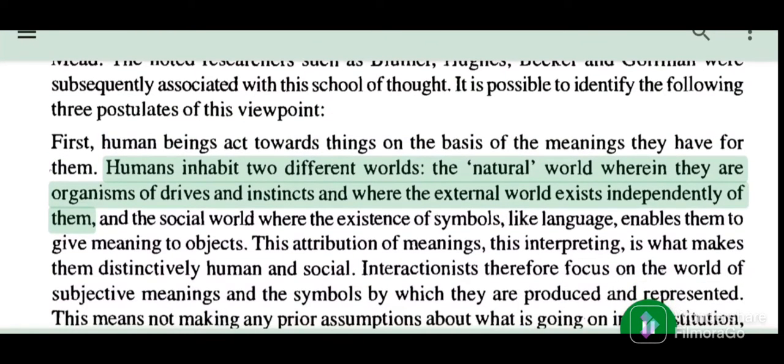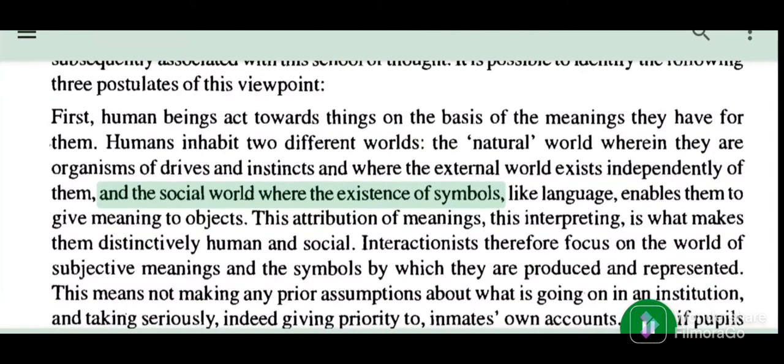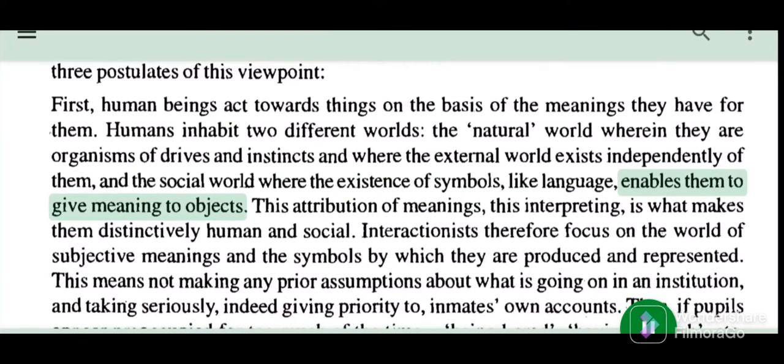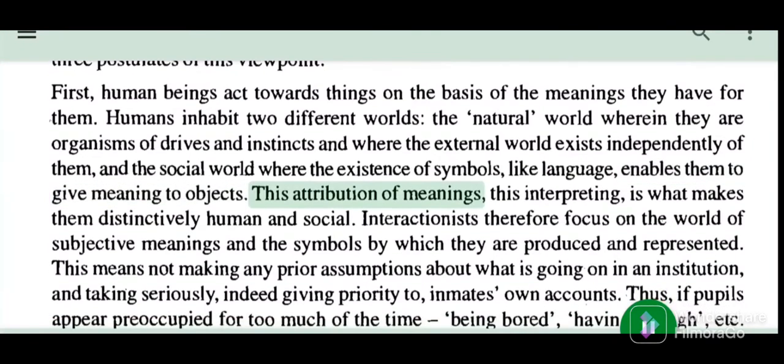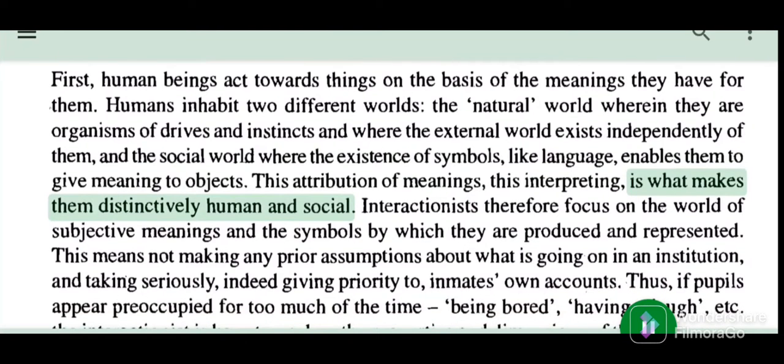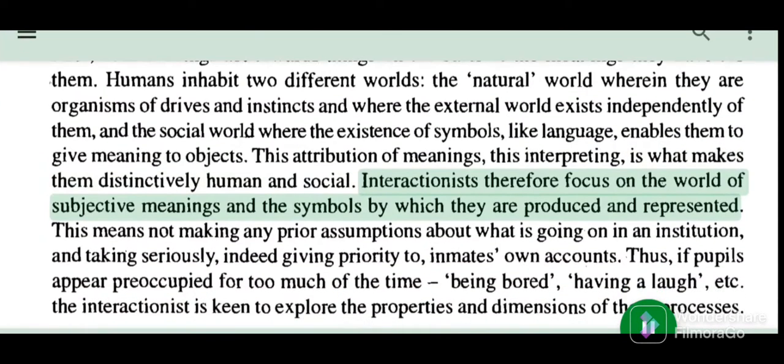Humans inhabit two different worlds: the natural world, wherein they are organisms of drives and instincts and where the external world exists independently of them, and the social world, where the existence of symbols, like language, enables them to give meaning to objects. This attribution of meanings, this interpreting, is what makes them distinctively human and social. Interactionists therefore focus on the world of subjective meanings and the symbols by which they are produced and represented.